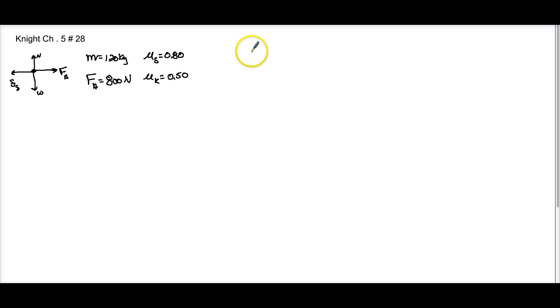So to find out what that frictional force is, I'm going to say that the static friction force is equal to mu sub s times the normal force. And the normal force, as we can see here, is just equal to the weight because the mule is just hanging out. So we know that 0.8 is the coefficient of static friction. We know the normal force is going to be equal to 120 mass times gravity, which is 10. And we find that the maximum static friction is going to be 960 newtons.